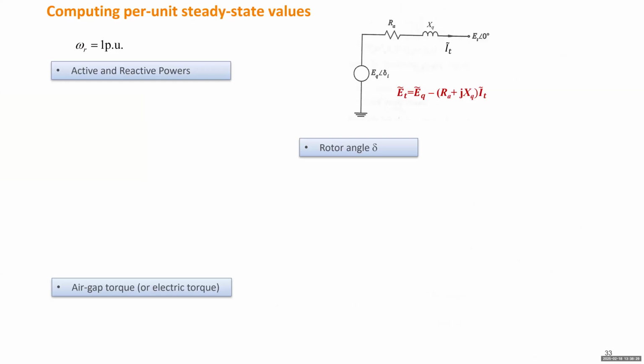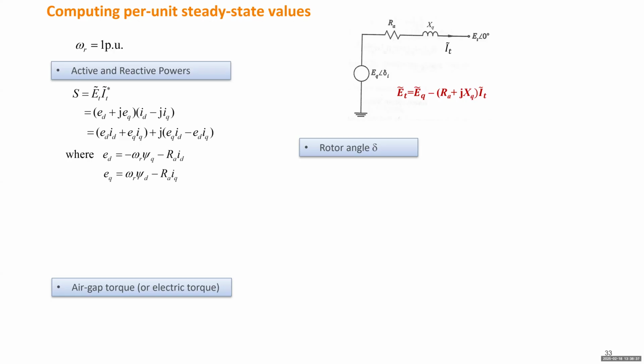Okay, so we can calculate per unit values for the steady state condition. We assume omega r to be 1 per unit, and complex power is defined as the voltage phasor multiplied by the conjugated value of the current phasor, right? Everybody familiar with this one? Tilde here is just phasor in Kundur's book and in this course. So ET will have a real part and an imaginary part coming from the D axis and Q axis. Current will also come from D and Q, but this negative sign is because we take the conjugated value of the current.